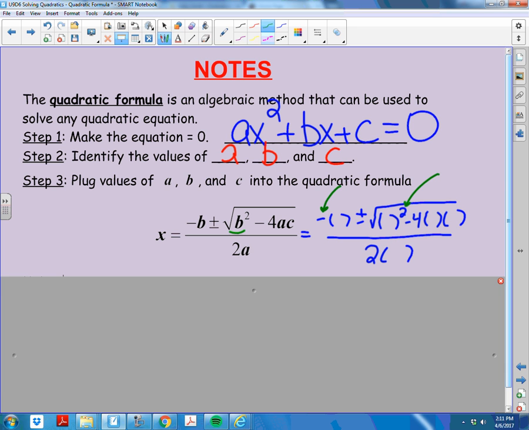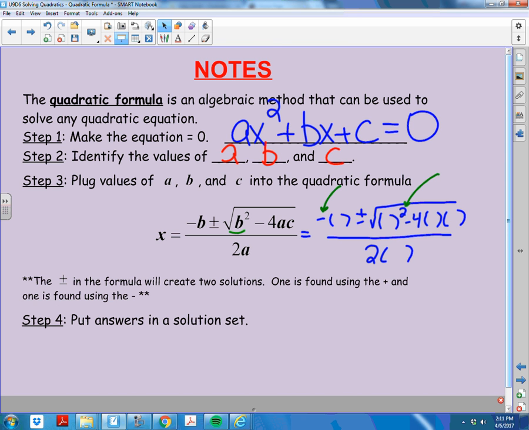And by the way, once you do all that, all you really have to do is put the answers into a solution set because this will find you both answers. The plus or minus in this formula are what create the two different solutions.